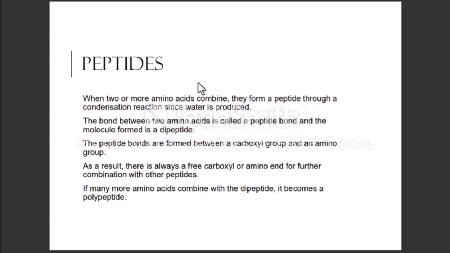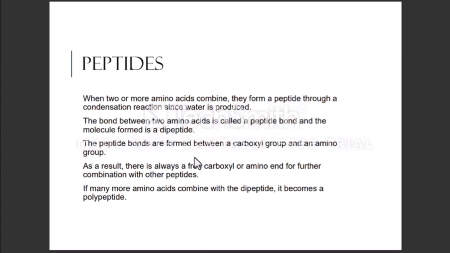Then, when two or more amino acids combine, there is a formation of another macromolecule that we call a peptide. This combination reaction is a condensation reaction since water is produced. Remember, we saw what a condensation reaction was. The bond between two amino acids is called a peptide bond. Remember, we said after that condensation reaction there was always a particular bond that links the two monomer units together, and in carbohydrates we called it a glycosidic bond. In lipids we called it an ester bond. And in proteins we are going to call that bond a peptide bond. The resultant molecule is called a dipeptide, resulting from the condensation of two amino acid units.